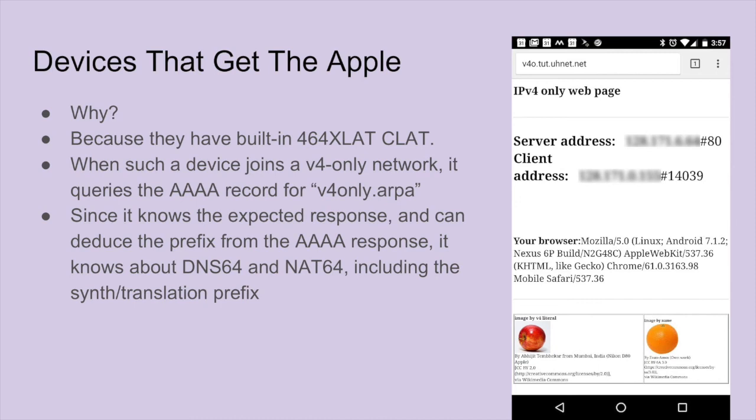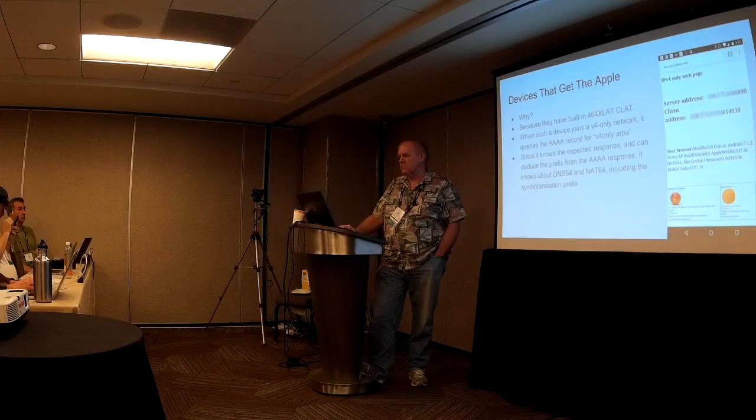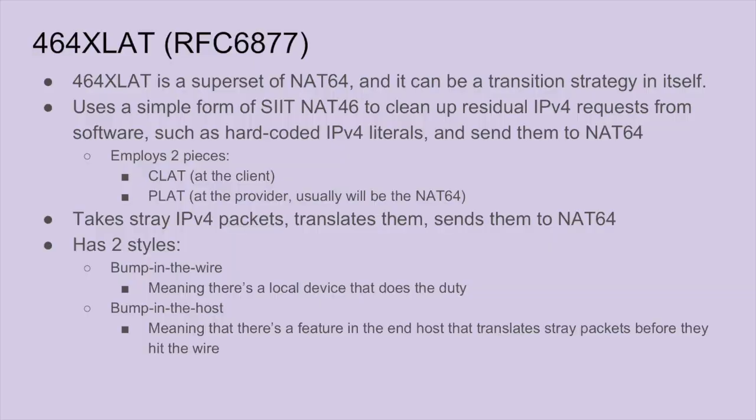When such a device joins a v4-only network, it queries the AAAA record for v4only.arpa. Since v4only.arpa has no AAAA record, if it gets an AAAA answer, it's going to deduce the prefix, and it knows about DNS64 and NAT64, including the synthesis and translation prefix. So 464XLAT is actually a superset of NAT64. It includes NAT64 in its sphere of influence, but it adds another piece to catch IPv4 either on the wire, bump in the wire, or on the host, bump in the stack, bump in the host, bump in the browser.